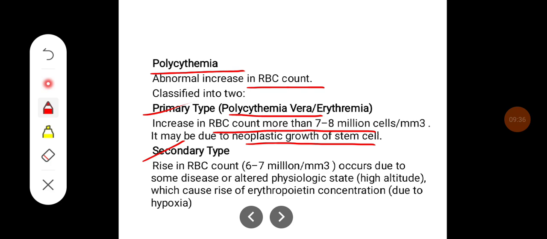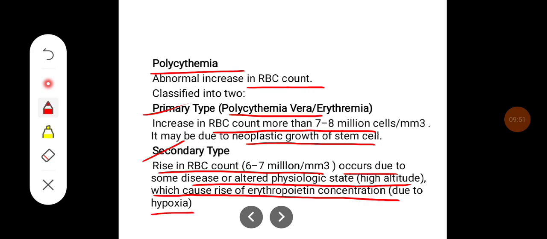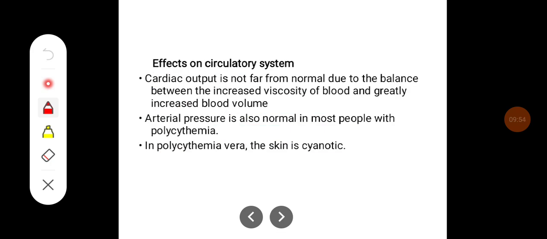In secondary polycythemia, the RBC count increases up to 6 to 7 million per cubic millimeter. It occurs due to some disease or altered physiological state, for example high altitude, which causes a rise in erythropoietin concentration due to hypoxia.